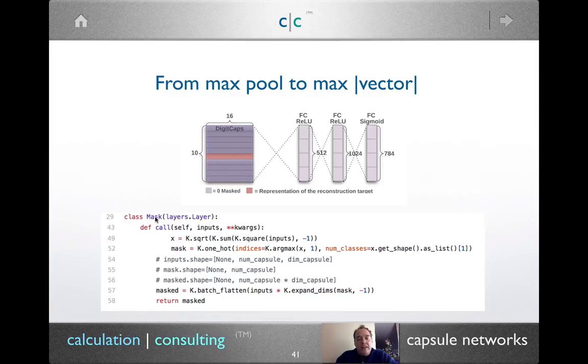The same thing. We have a layer called a mask, and the mask just takes our inputs, takes the sum of the squared inputs, the square root of the sum of the squares, forms a one-hot encoding, and then flattens it on the inputs and multiplies the inputs times this mask. So the mask is multiplied by these inputs, and it just highlights this one particular vector. And so you return the mask value.